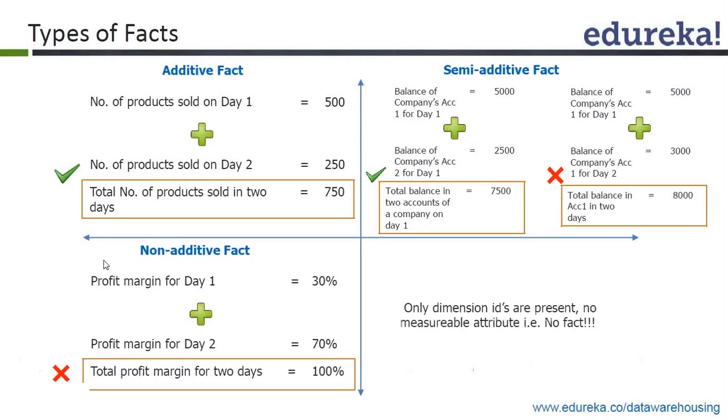The last type of fact, based on the type of measure stored in a fact table, is a fact table which only has dimension IDs and no measures in the table. These are very interesting facts. You can ask why we have a fact table at all if it doesn't have any measures. Basically, these types of facts, let's take an example to explain this.